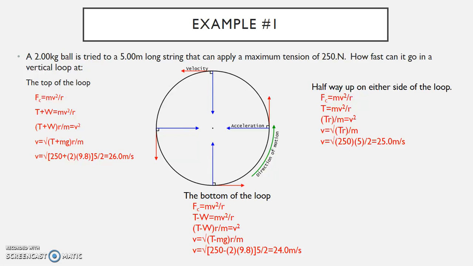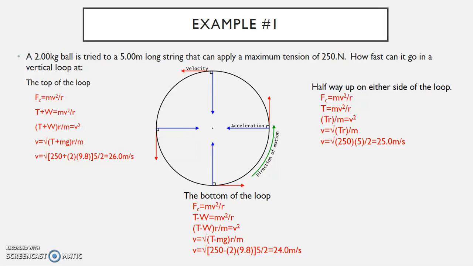is going to be the radius, which is also given to us in the problem as how long the string is, because that's where you're holding, or whatever is holding the string to the end of the ball on the circular path. And that should give us 26.0 meters per second.